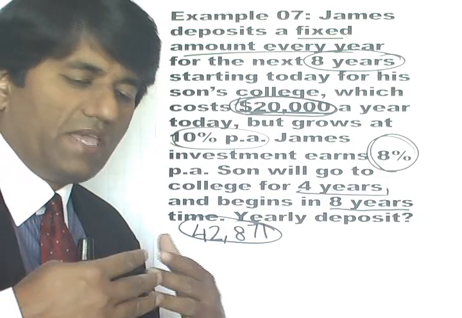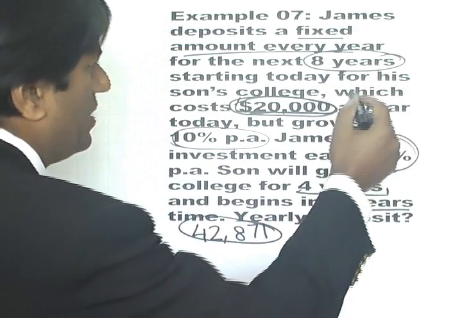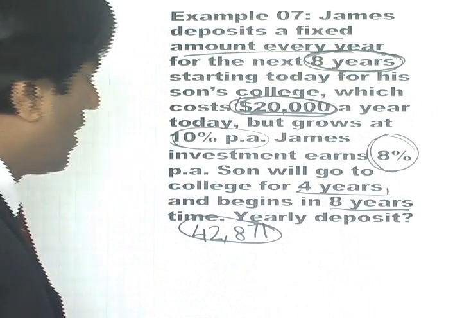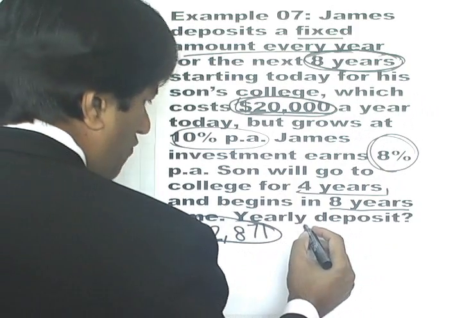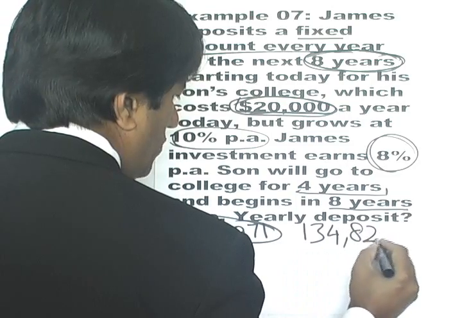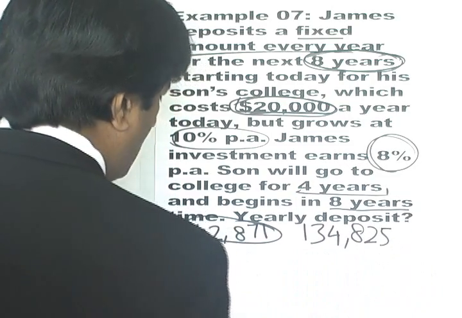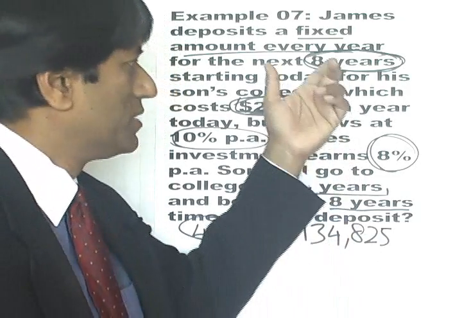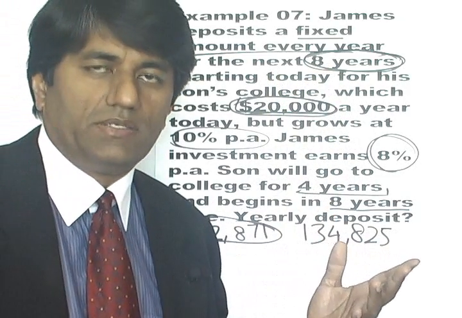The amount of money which will pay for that, when that money is growing at 8% per year, which is the rate of return which James can obtain, you'll find, will be 134,825. So this is actually the amount of money James is going to need at the end of 8 years.